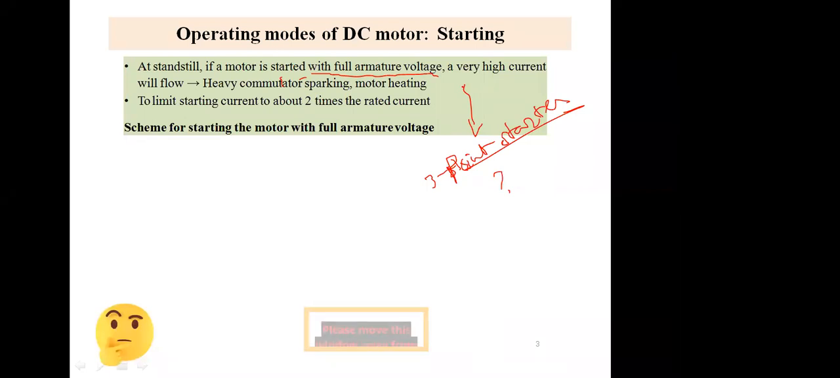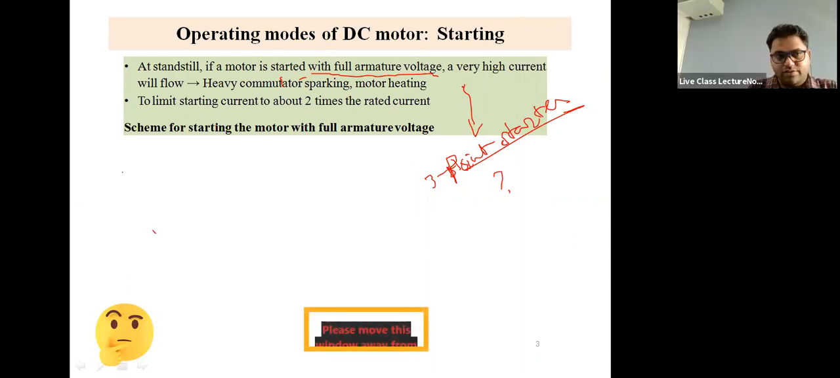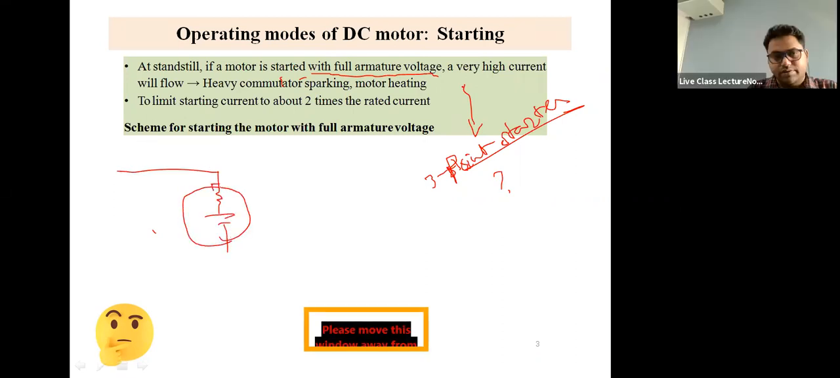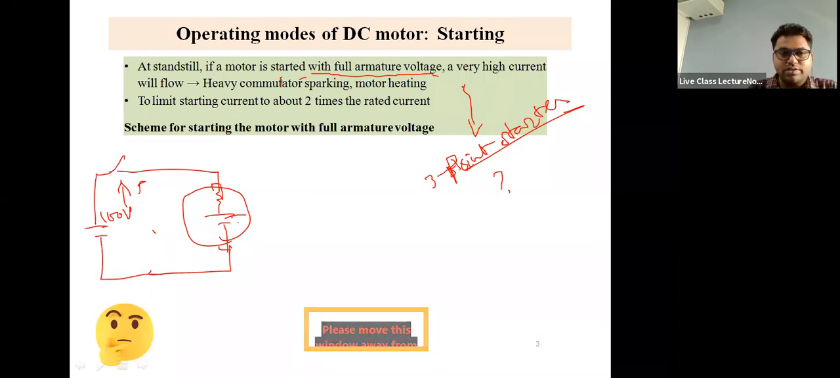What's the reason behind this? To control the starting currents. Control the inrush current. Actually, what happens when you are giving so much high voltage? Say you are giving 100 volts. You are giving 100 volts here. So when suddenly you are giving 100 volts, the motor has not started, right?